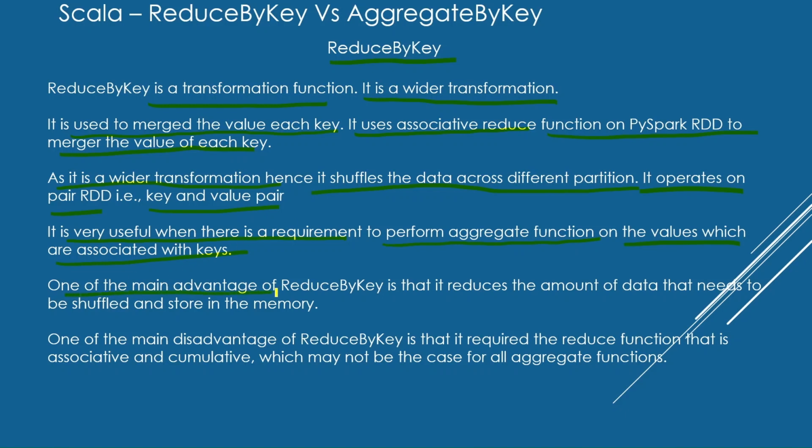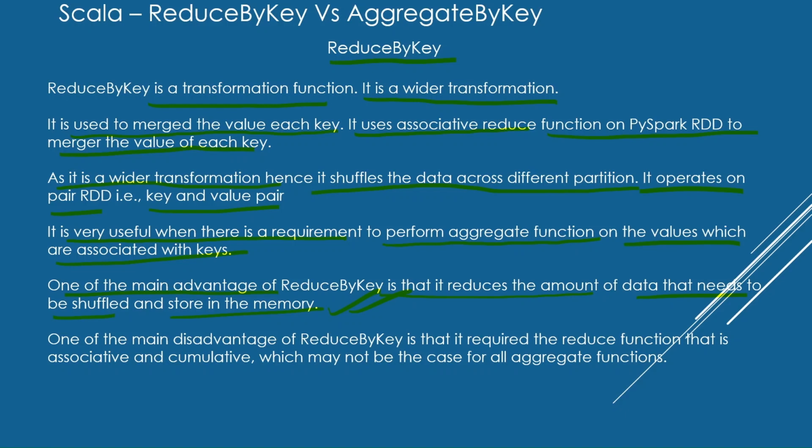One of the main advantages of reduceByKey is that it reduces the amount of data that needs to be shuffled and stored in memory. Let's understand this point in detail. When we apply the reduceByKey function on an RDD, Spark will do the aggregation first at the partition level, and then it will aggregate all the values from the different partitions to the respective partition.